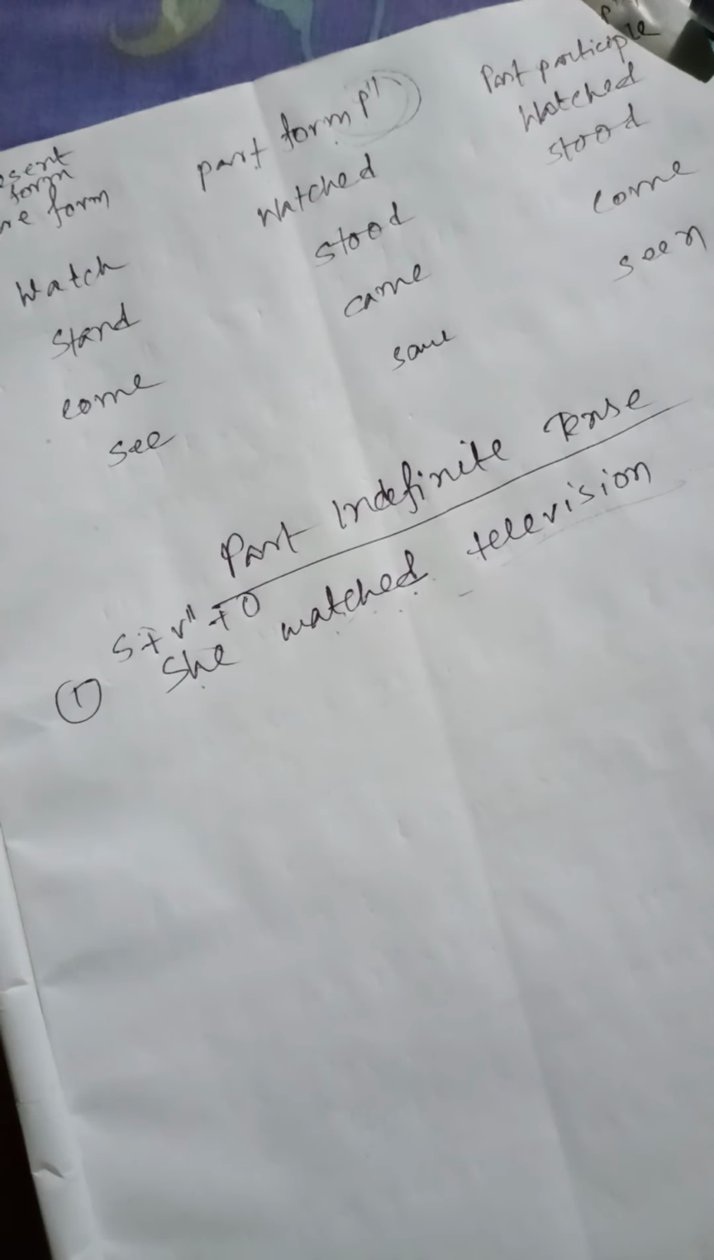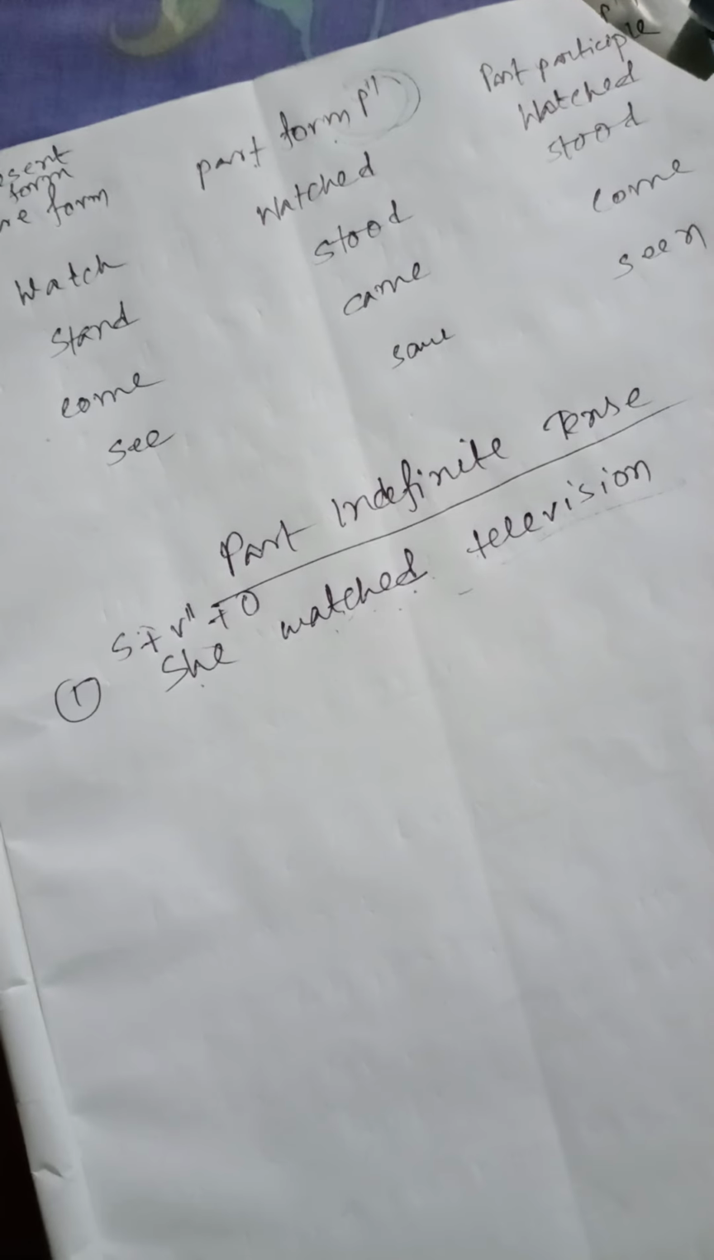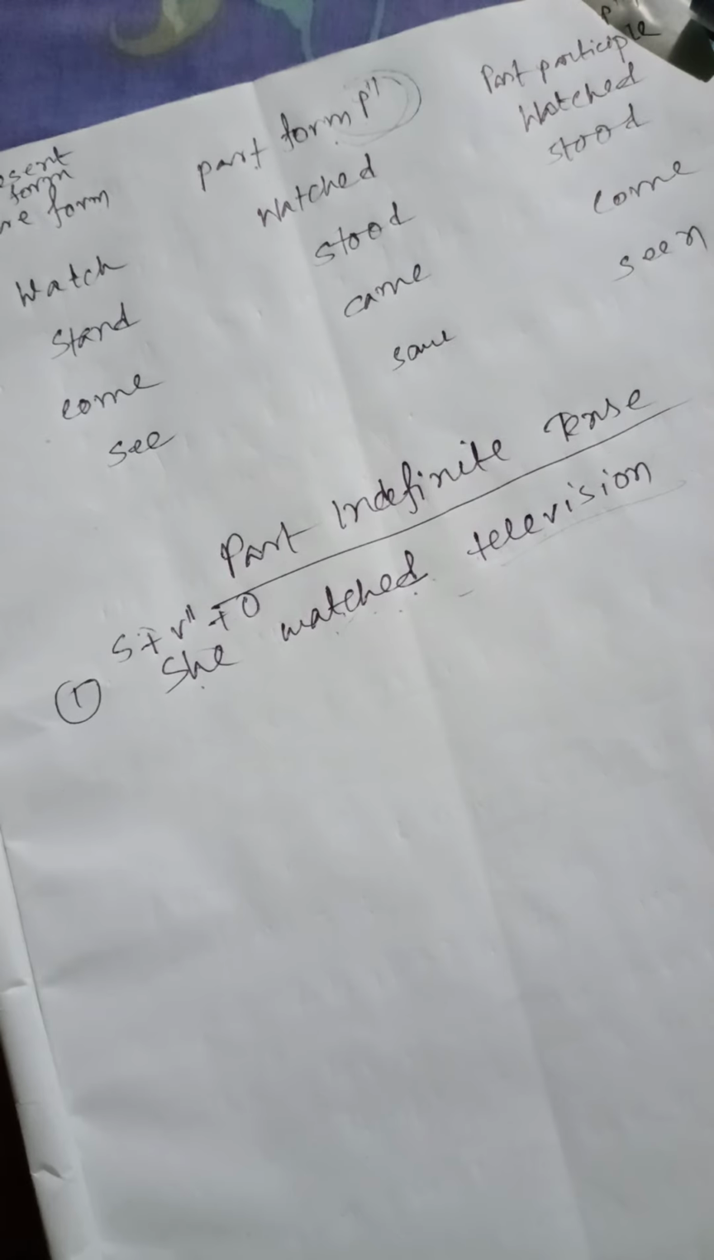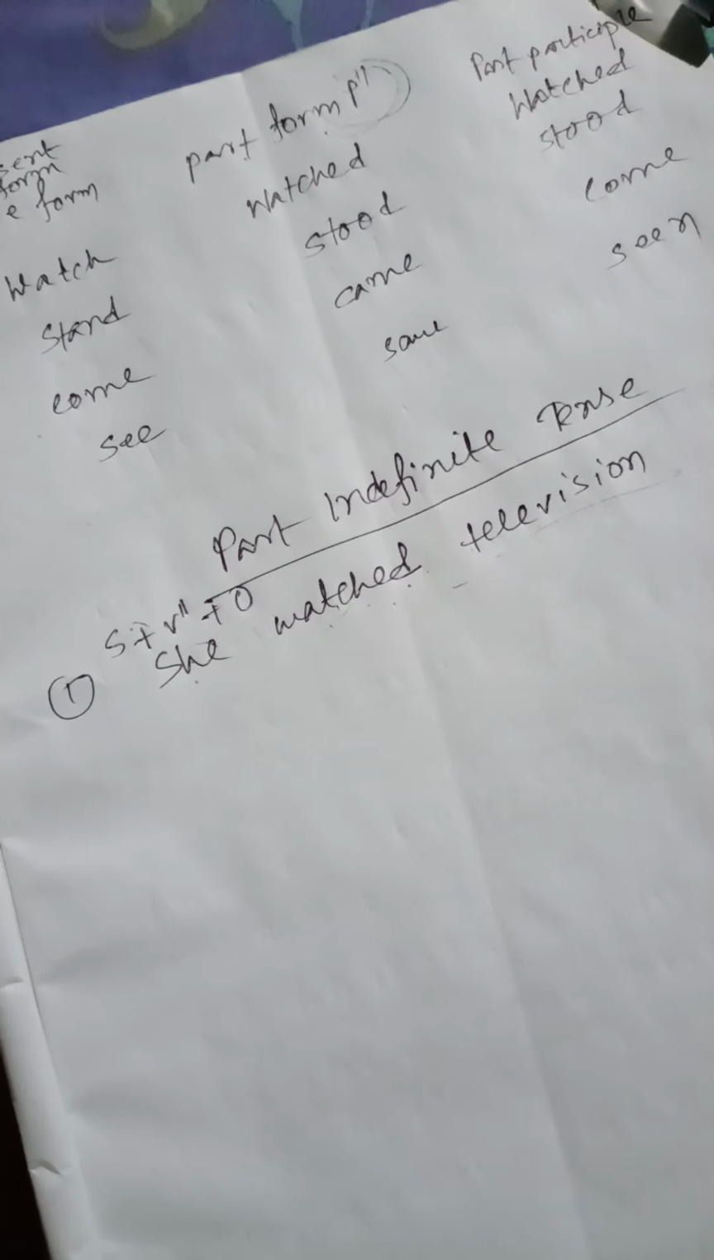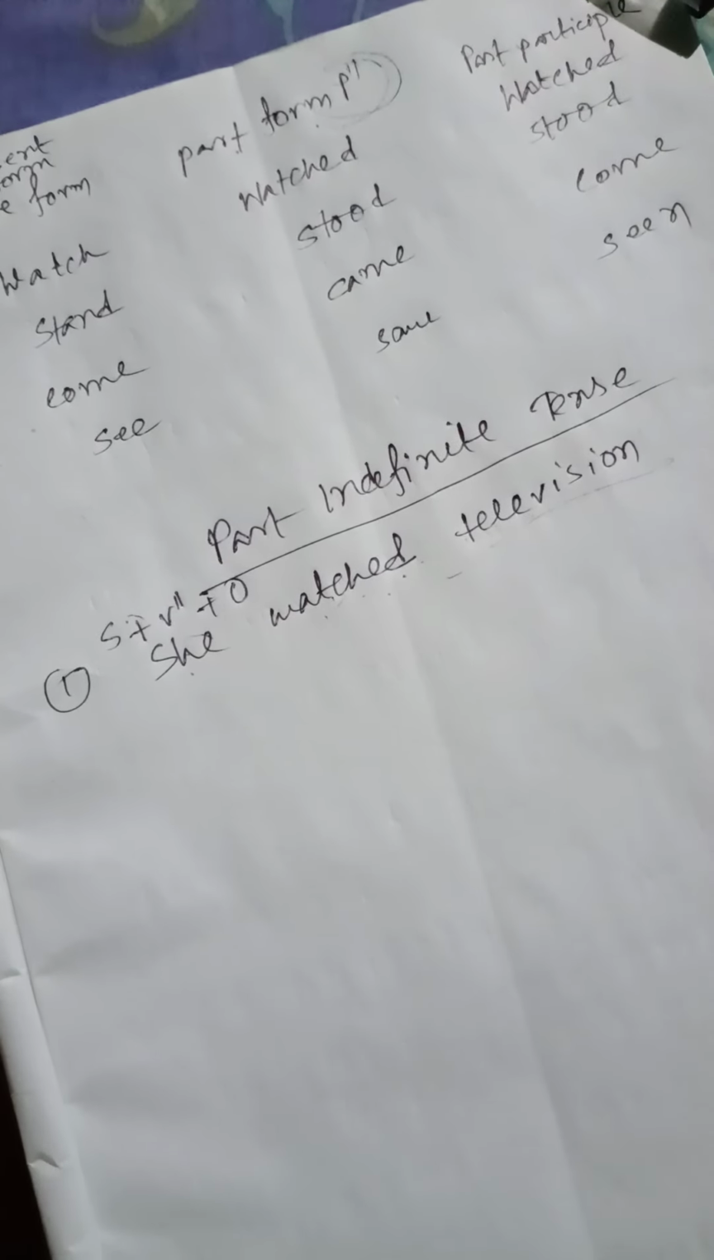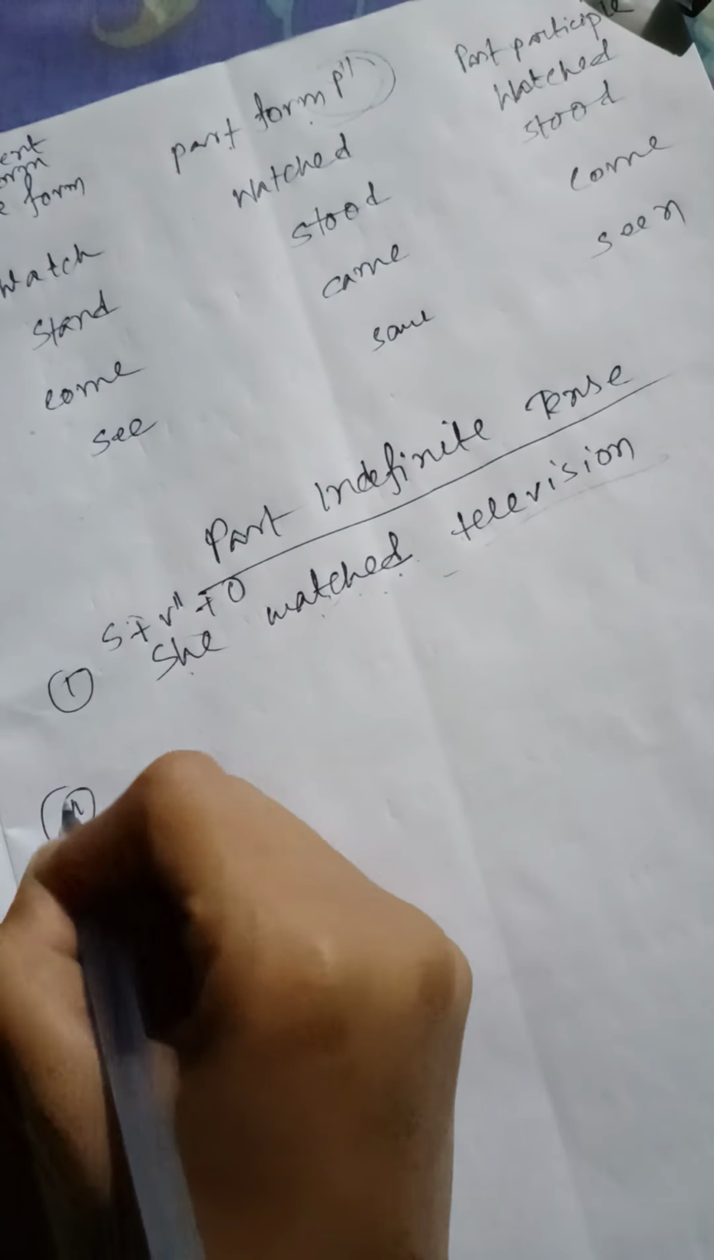Here you can see that the example indicates that the action of watching was an event of the past. The action of watching television was an event of the past and it's not talking about the present action. And the verb we use in a past tense is always its second form. Let's take another example.